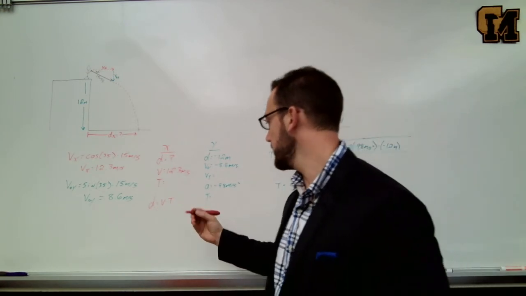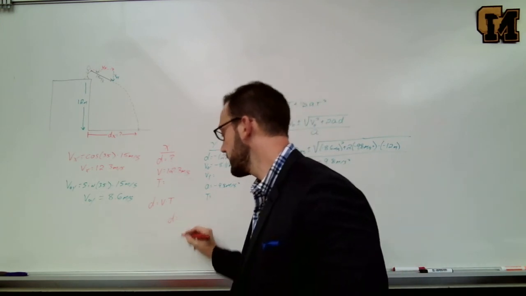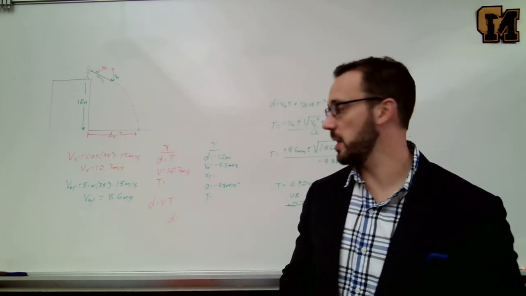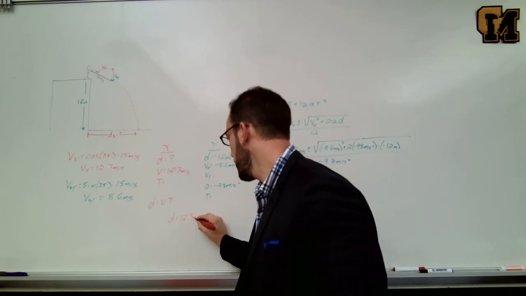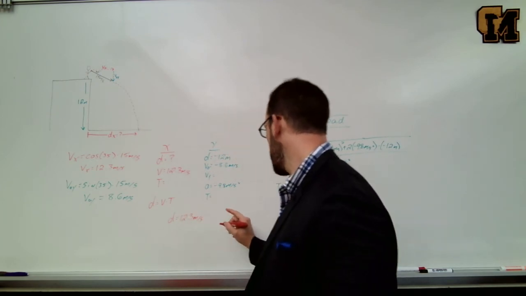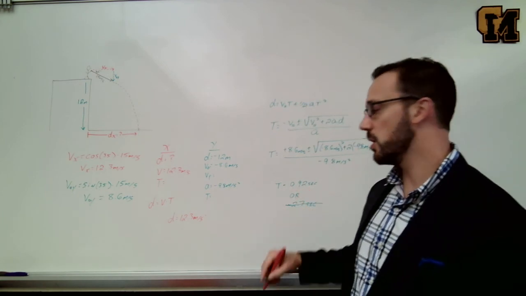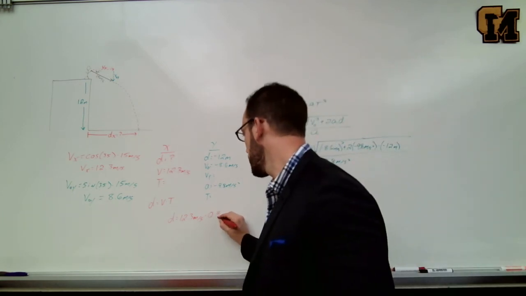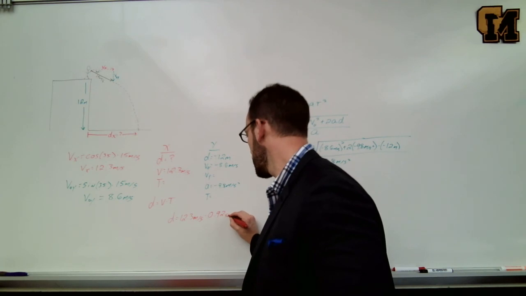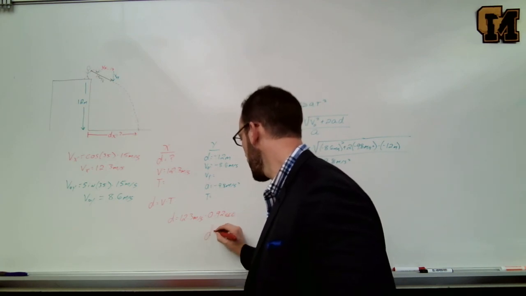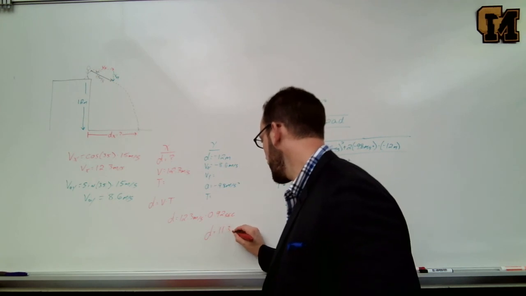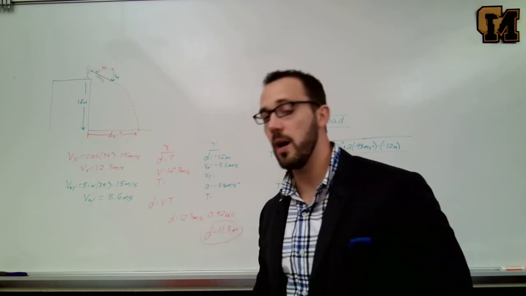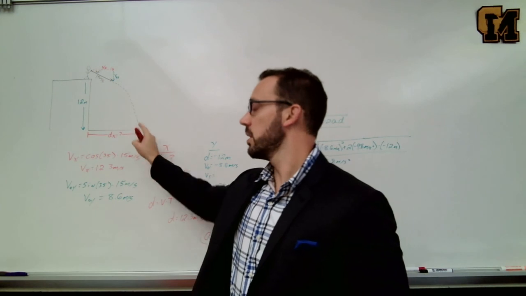Displacement in the x direction is still equal to velocity multiplied by time. It's the velocity in the x direction, which is 12.3 meters per second, multiplied by the time we just found, 0.92. And when we plug it into our calculators, we get 11.3 meters for how far the balloons are going to go before they hit the ground.